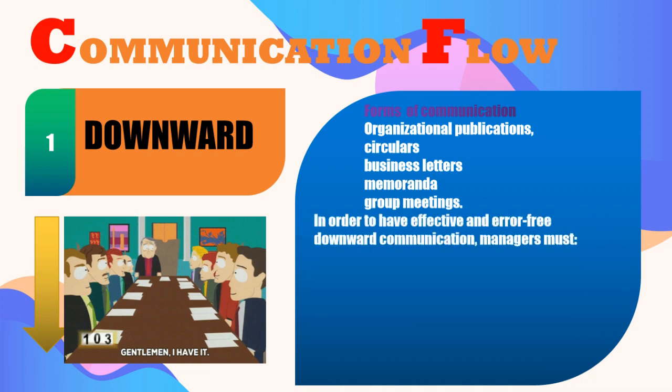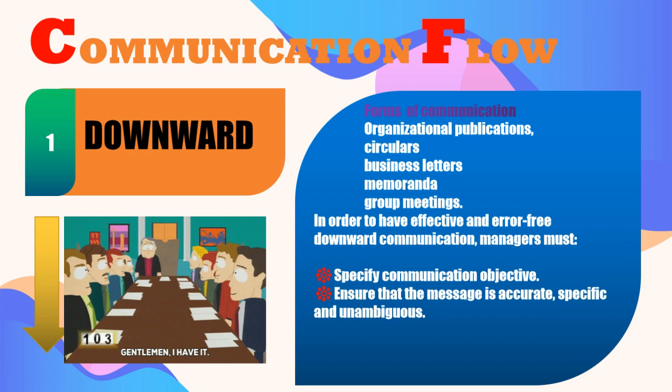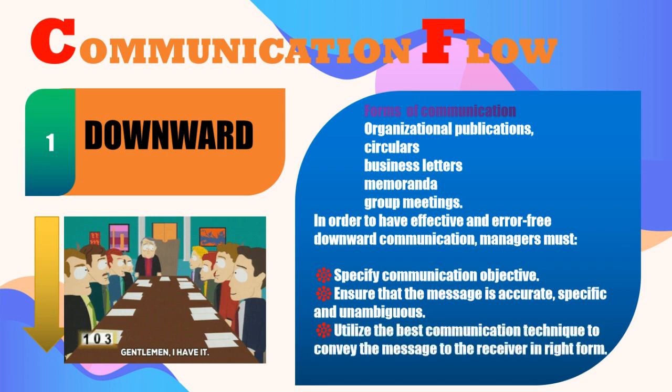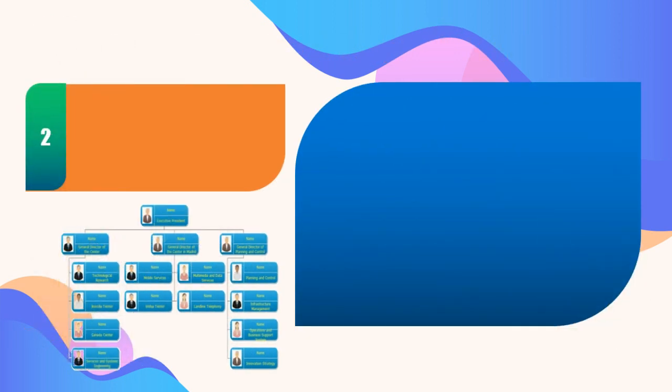Now, in order to have effective and error-free downward communication, managers or the superiors must specify communication objectives. Ensure the message is accurate, specific, and unambiguous. The managers must utilize the best communication technique to convey the message to the receiver in the right form. So that is the downward communication flow.